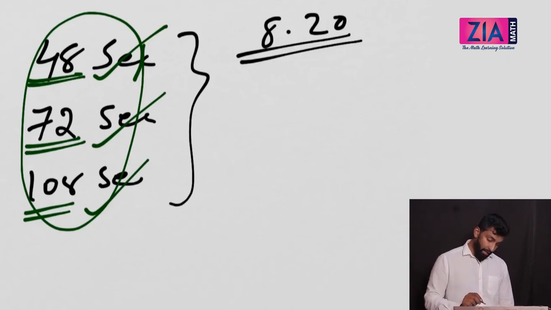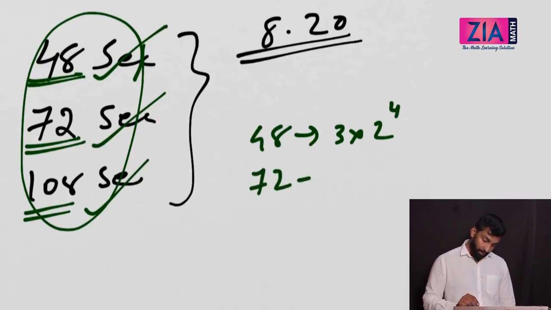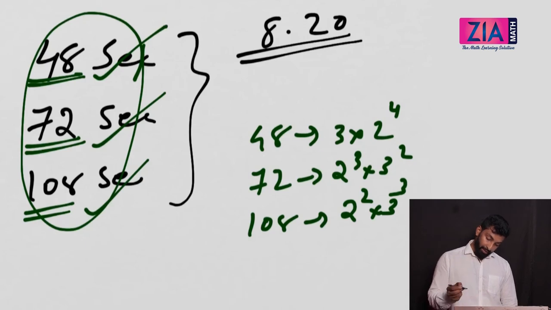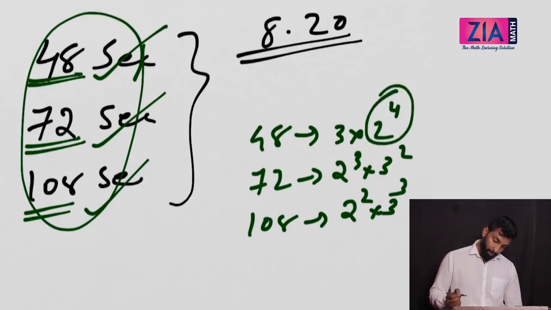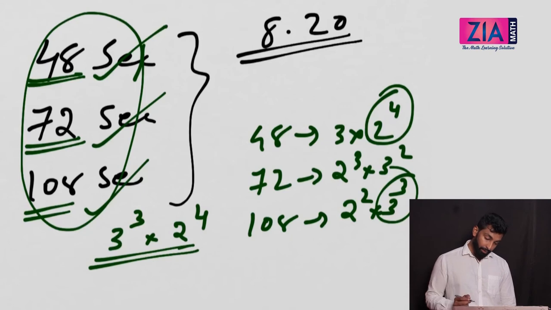So what is 48? 48 I can write as 12 into 4, so it will be 3 into 2 raised to 4, or I can write it as 16 into 8, right? What is 72? We have already discussed it: 8 into 9, so 2 cube into 3 square, right? 108, we know this is 27 into 4, so 2 square into 3 cube. If you find the LCM, we take the highest powers: highest power of 2 is 2 raised to 4, highest power of 3 is 3 cube. So 3 cube into 2 raised to 4, which is nothing but 16 into 27, right?